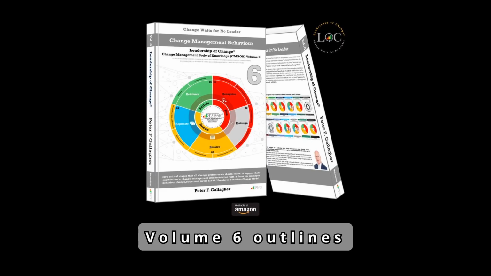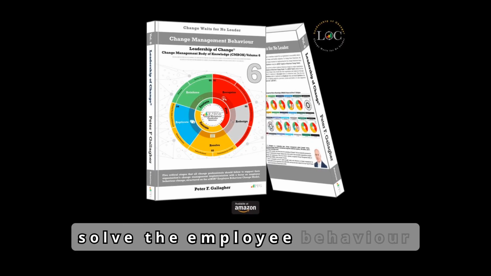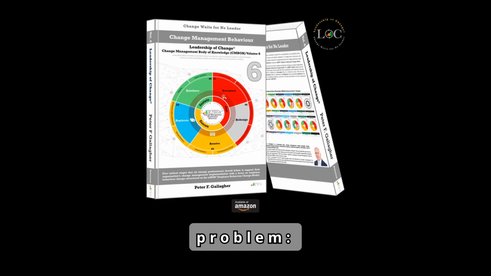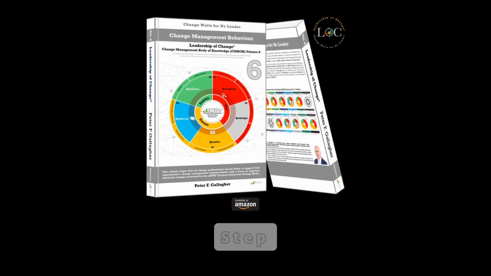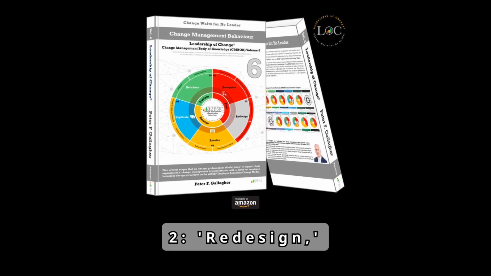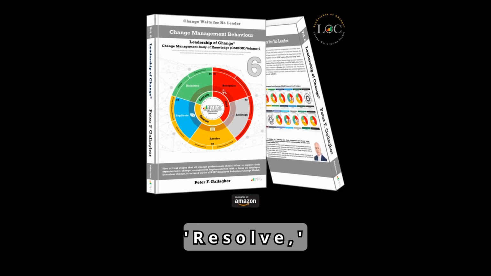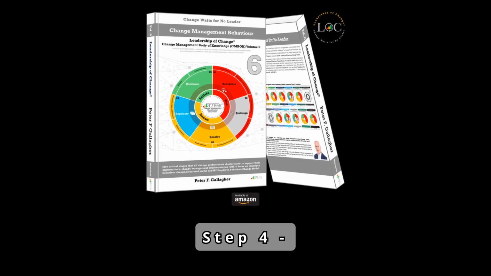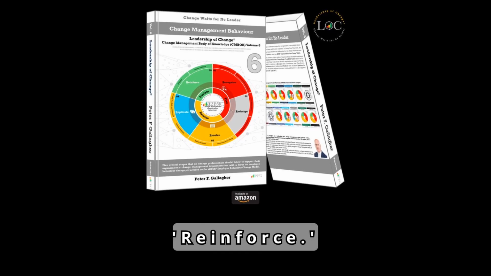Volume 6 outlines 5 life cycle steps to solve the employee behavior problem. Step 1. Recognize. Step 2. Redesign. Step 3. Resolve. Step 4. Replicate. And Step 5. Reinforce.